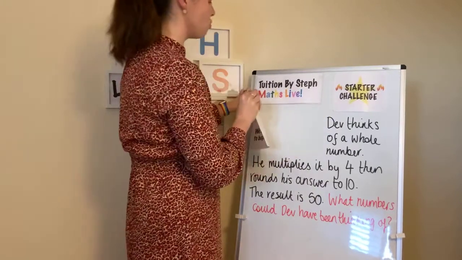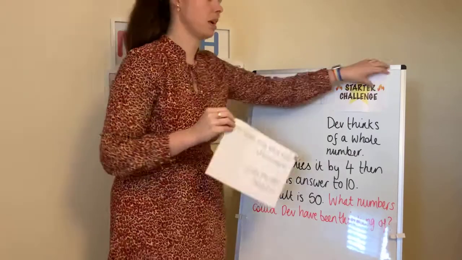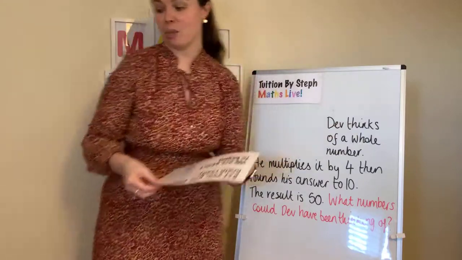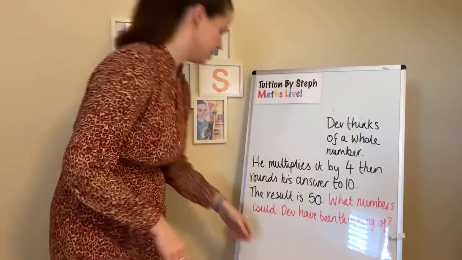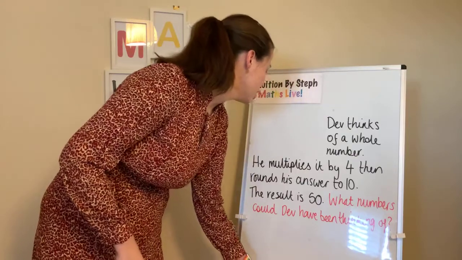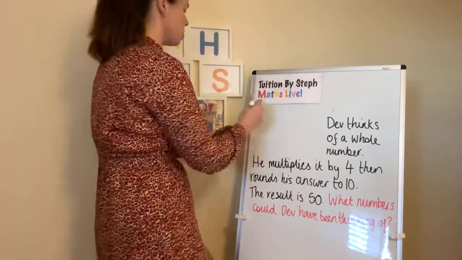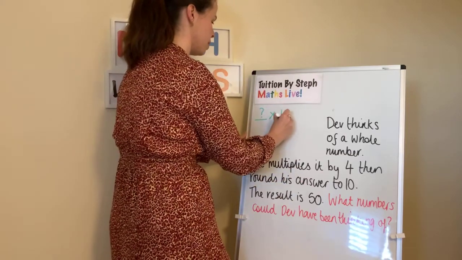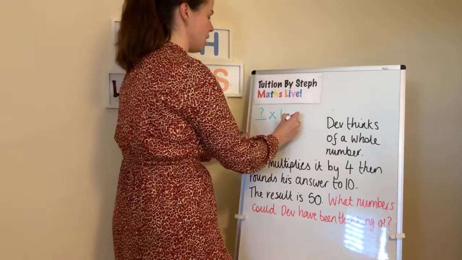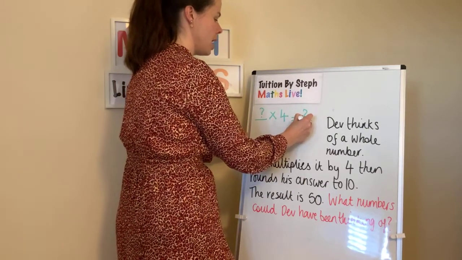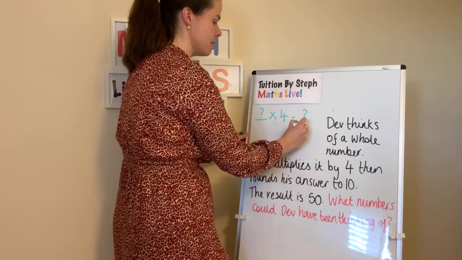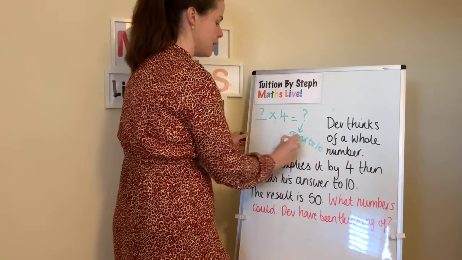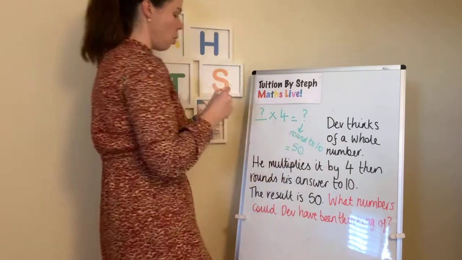Dev thinks, now it's a bit strange on this one, because you probably spotted that it's a working backwards problem. But there is an extra element in it that we're going to be working on this week. So, he's thinking of a whole number, and we don't know what he's thinking of. It tells us he multiplies it by 4 and then rounds his answer to 10. So he's got an answer, and when it's rounded to 10, it equals 50. Now, what could his numbers be?